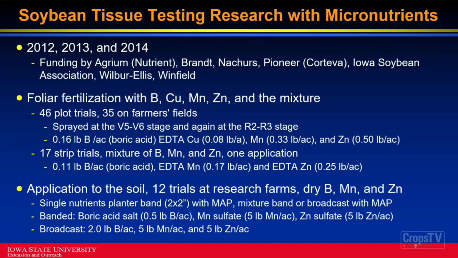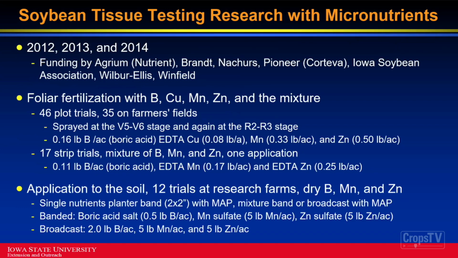And then we have some trials where we apply to the soil. We did this in corn and soybean rotations, but I'm just talking here about the trials for soybean. We have 12 trials. And then here we have again, single rates of boron, manganese, and zinc, no copper here. And we put single nutrients, either banded 2x2 with MAP, and a mixture, either banded or broadcast, also with MAP. Okay, so the amount of phosphorus applied was the same for all.